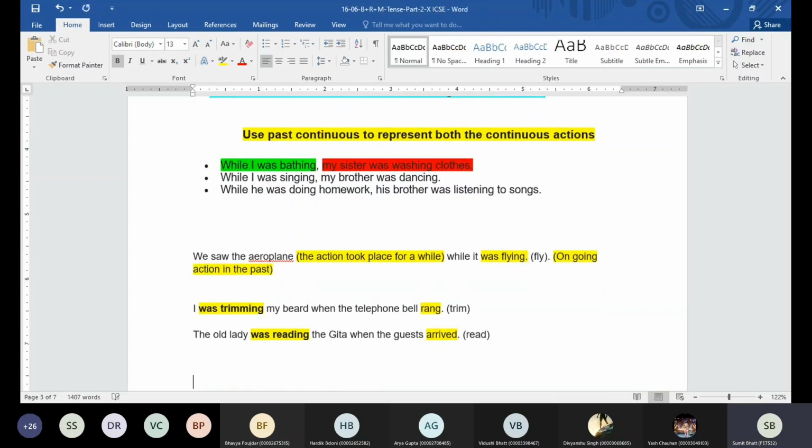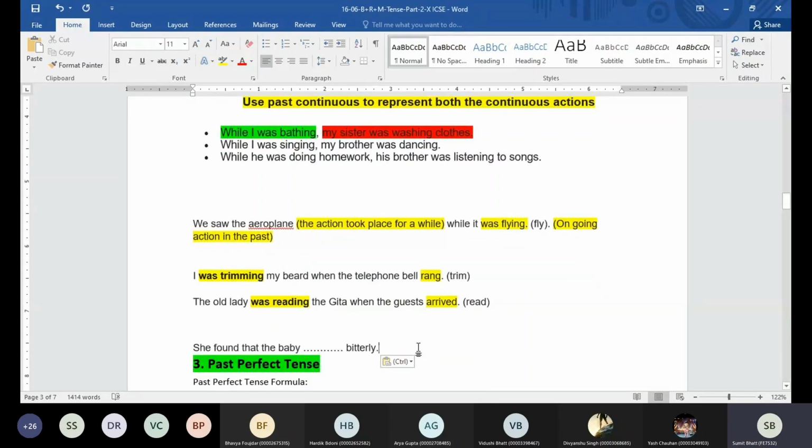Now if you have this sentence, guys, she found that the baby dash bitterly. What am I going to use for crying? Was crying. Was crying is going to be there. The baby was crying. That is going to be correct.